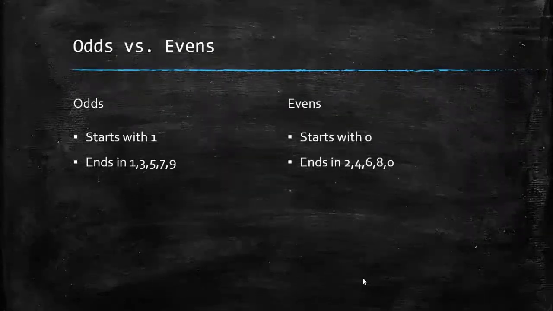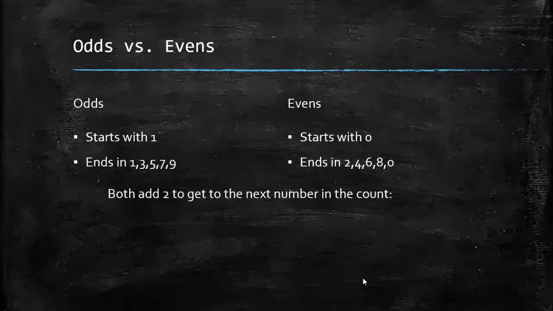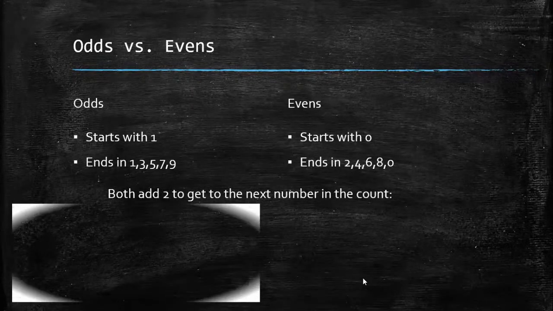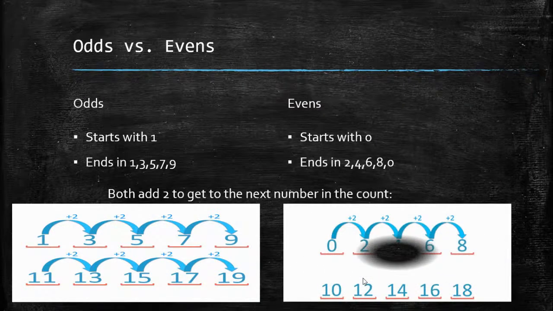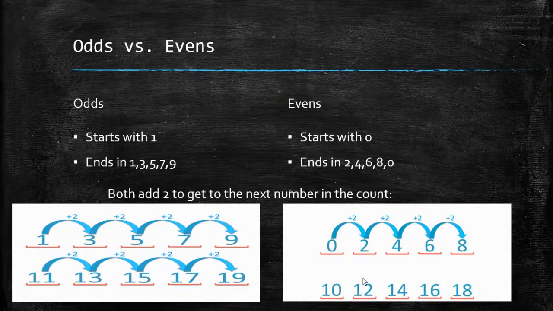Now, what do odds and evens both have in common? They both add 2 to get to the next number. So as you can see, whether it's 1, 3, 5, 7, and 9, or 0, 2, 4, 6, and 8, all of them add 2 in order to get to the next number.